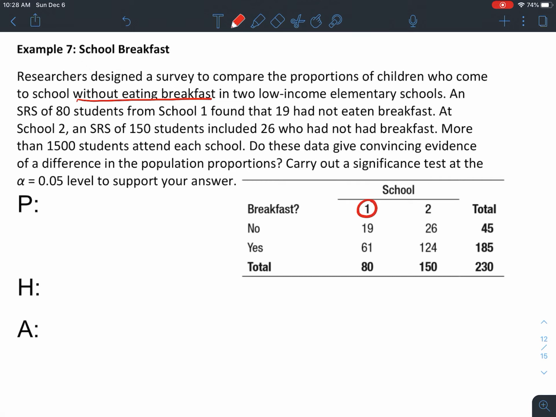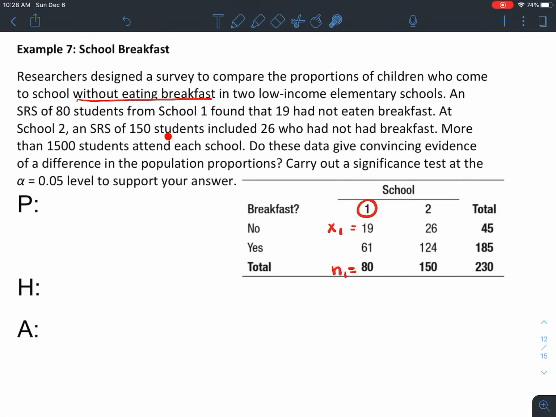Okay, so in this chart that you see down here, it's identifying school number 1. This 80 is the sample size from school number 1. The 19 is what we're looking for, so we're calling that the number of successes. Remember, a success doesn't have to mean something positive. So obviously, children coming to school who have not eaten breakfast is not something that's positive, but that's the thing that we're trying to measure. So that is the number of successes, 19 out of 80.